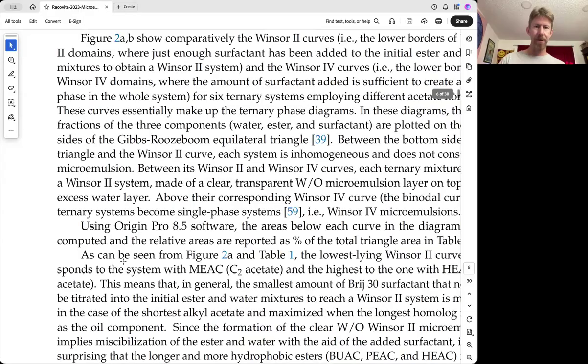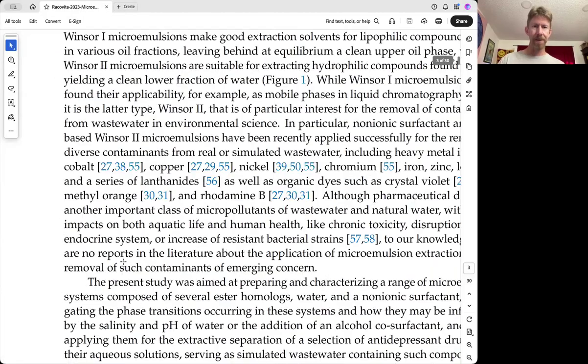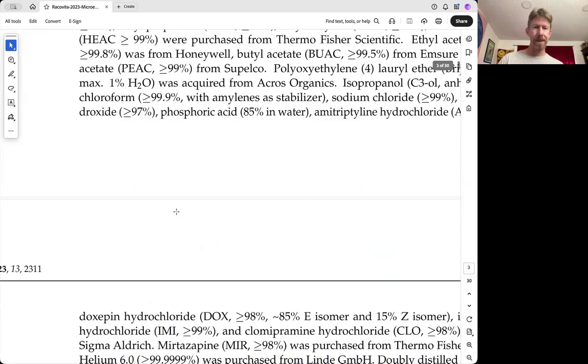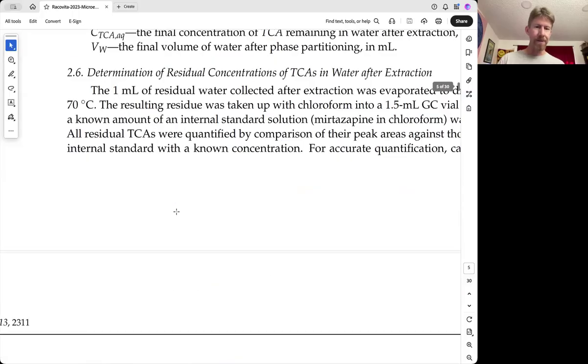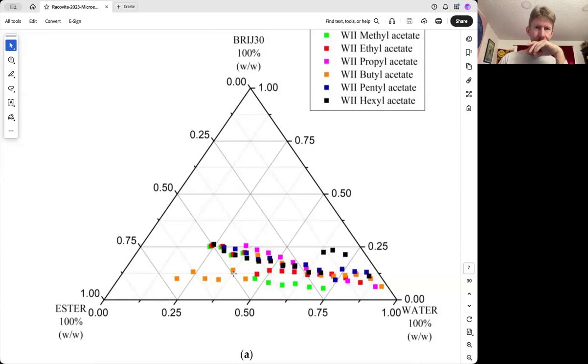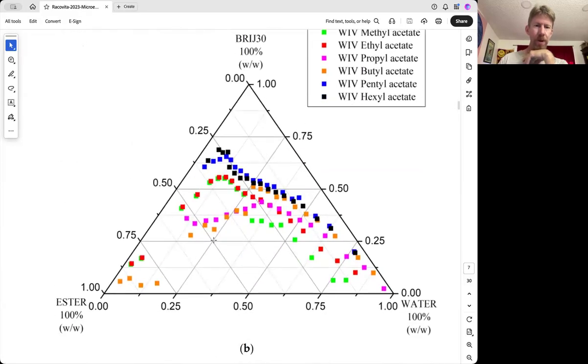So if I think about what a Windsor 2 is, we'll stay here. A Windsor 2 is this one. It's got water. So there's not enough water to have a water phase below the microemulsion. That's what that means, I think. Not enough. Okay, and the Windsor 4 takes over, and you can get some Windsor 4.